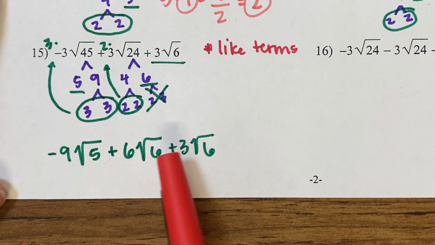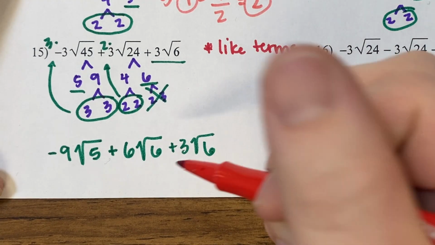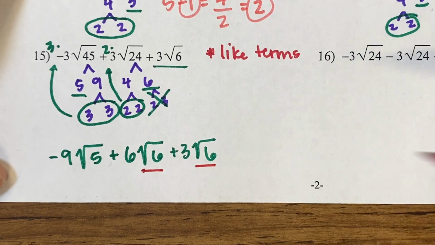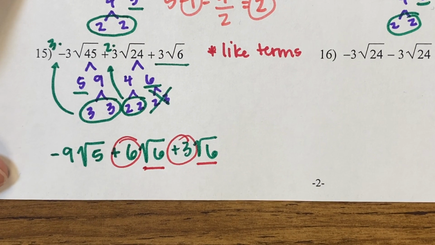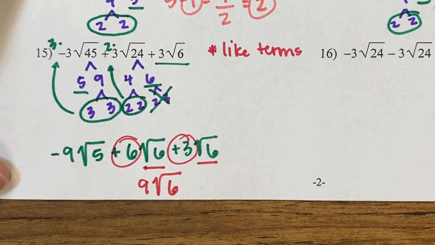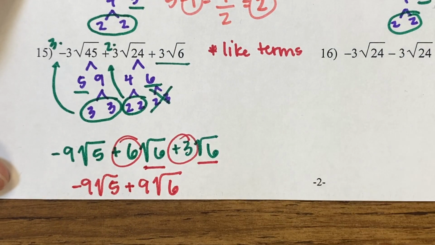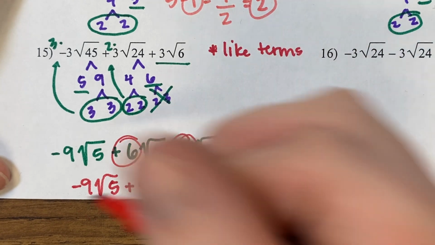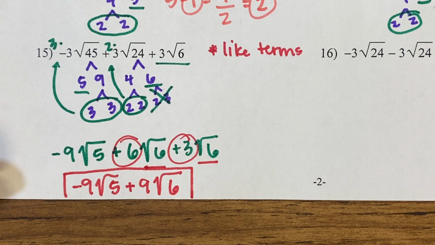Okay, now can I combine any like terms? Do I have any like terms? Yes, I have root 6 and root 6. So I just think, okay, what is 6 plus 3? That's going to give me 9 root 6. And then I had my negative 9 root 5, and it's being added to 9 root 6. And that is fully simplified. Okay, because root 5, root 6, I cannot combine. They are not like terms.